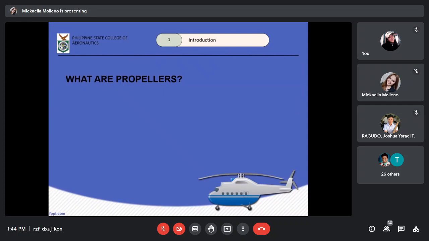And just additional info, baka lang kasi mag-consult kayo ng ibang references. Ang gamit nila for references that originated from Great Britain, Germany, or France, they don't normally use the term propeller, they use the term air screw. So if ever, wag na lang kayo magugulat if you encounter that term. So air screw is basically just another term for propeller. Okay?